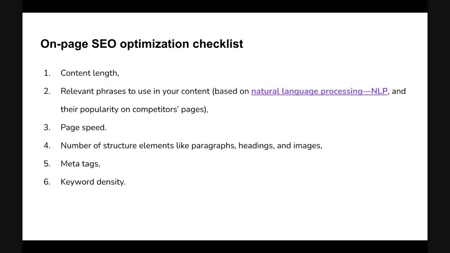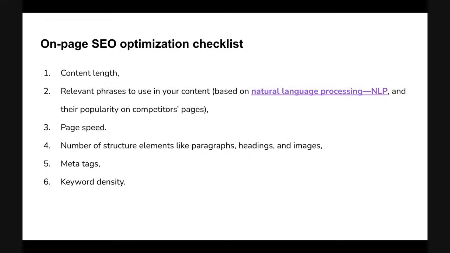Number 5 are meta tags. These are tags that are being used. Inside of WordPress, and whatever tool you're using, there is a section where you can define meta tags, and that's where you want to put your keywords as well. And number 6 is keyword density, which is basically how often you are using a specific keyword in your content, and is it being used enough times to actually show Google that this is the primary focus of that piece of content.